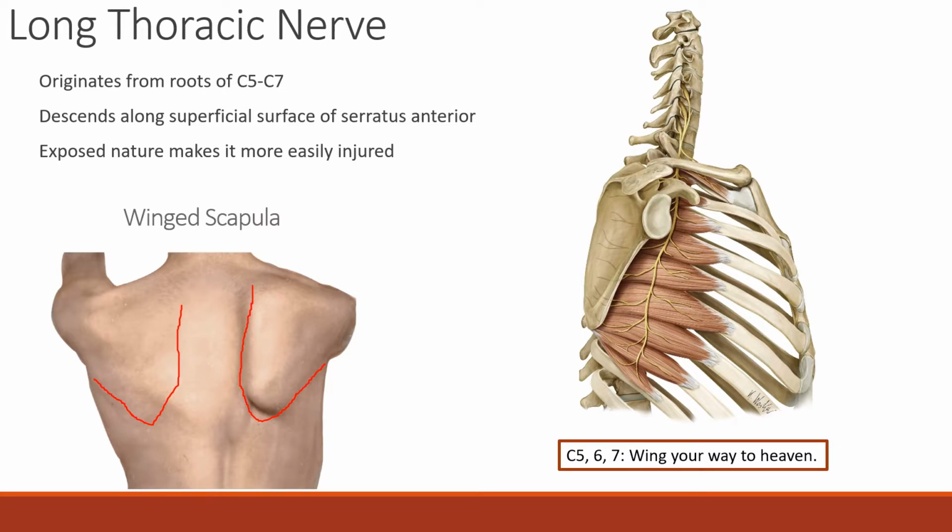All right. If you're not actively using the serratus anterior to like throw a punch or whatever, it's always sort of holding the scapula in position. And so if that nerve is injured, the scapula will stick out in a very obvious sign called the winged scapula. The long thoracic nerve originates from the roots C5 through C7, which gives us this little mnemonic here: C5, 6, and 7, wing your way to heaven. If you have an injury of those nerve roots, you will have the winged scapula.